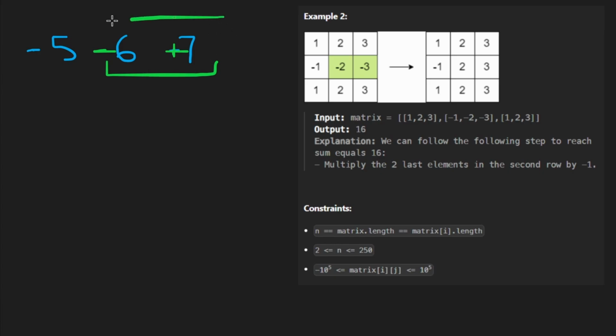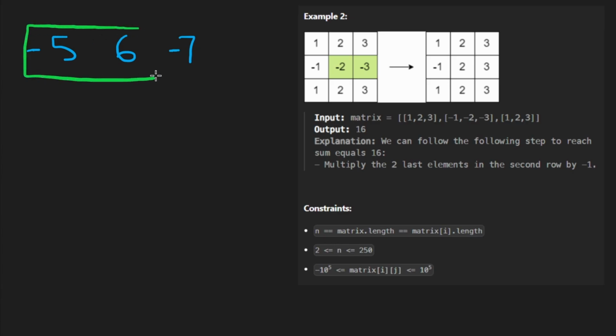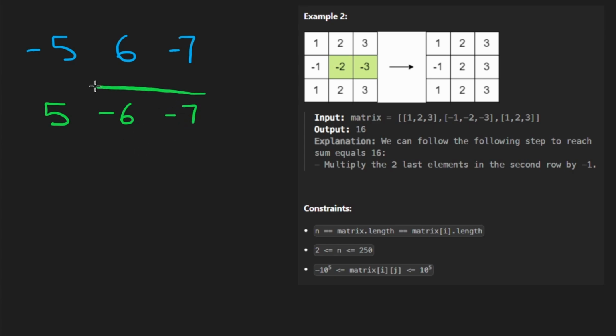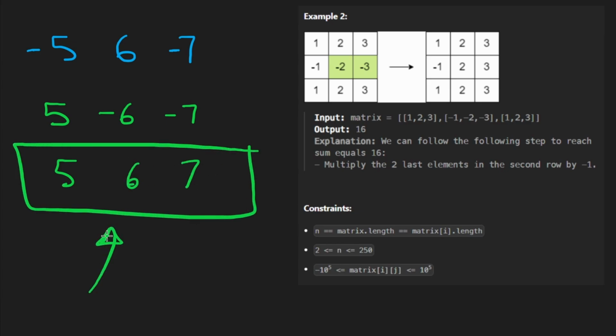So is this the end solution? No, because look, there is a better way. We could have actually changed this, and then we would have gotten this, +5, and then -6. This would have still been -7. And then I changed these two, because some elements can be changed twice. So then I would have ended up with a matrix like this one, all positives. So that's why the greedy approach won't work.